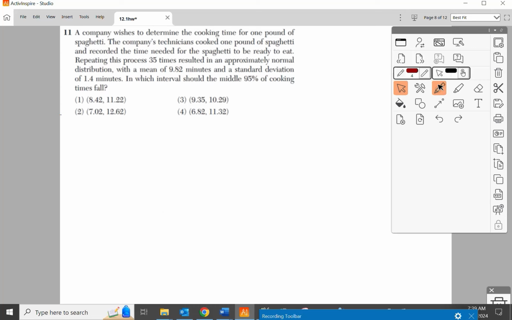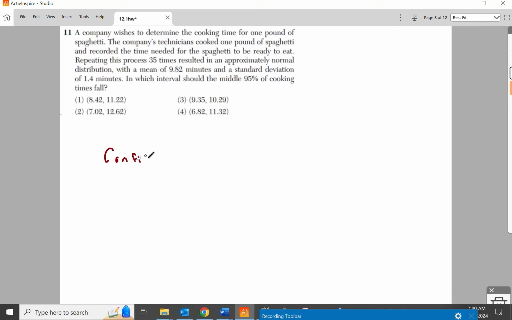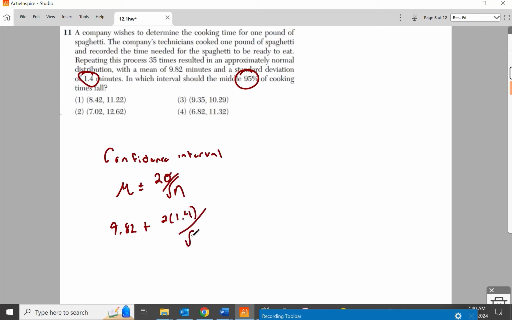So this is the lesson we did yesterday. This is your whole margin of error thing here. Your confidence interval, this is a 95%, is going to be the mean plus or minus 2 standard deviations over the square root of the sample size. So the mean is 9.82. We have 2 times 1.4, and it's sitting over root 35. That's what it is.